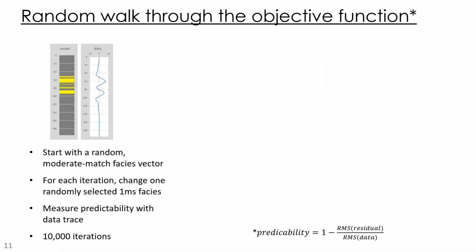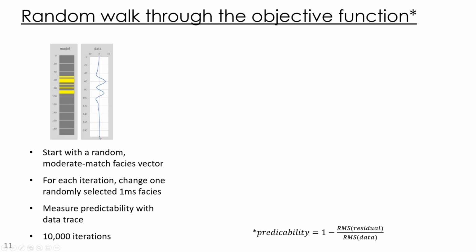So to help understand what it looks like, what I'm going to show here is a random walk through the objective function. The objective function, as defined, is a measure of the predictability between the synthetics and the data trace, and that's directly related to the final posterior distribution. I'll start with the model over here, and here's its associated data trace.